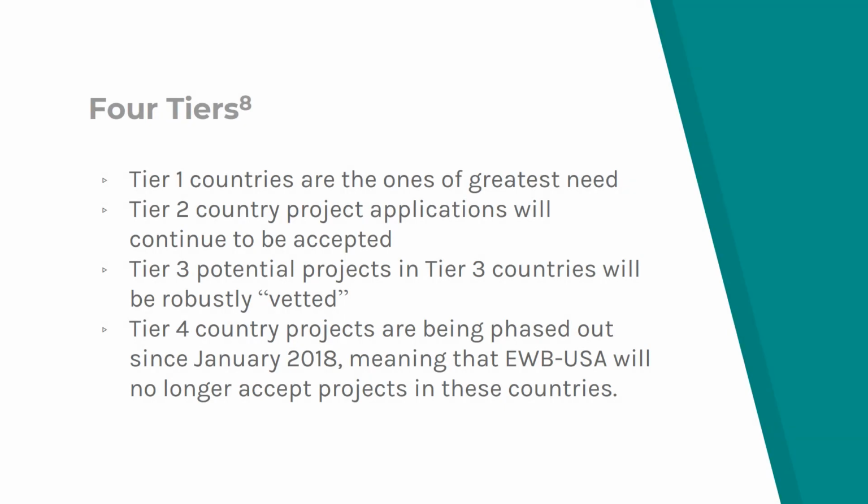Here are the 4 tiers that the EWB country office scoring tool includes. Tier 1 countries are the ones of the greatest need, and the priority of establishing a country office will be placed in the Tier 1 countries. EWB will continue to accept project applications in Tier 2 countries, but Tier 3 country projects will be robustly vetted and undergo substantial screening. Finally, Tier 4 country projects are being phased out as of January 2018, meaning that EWB National will not be accepting any program applications in these countries.